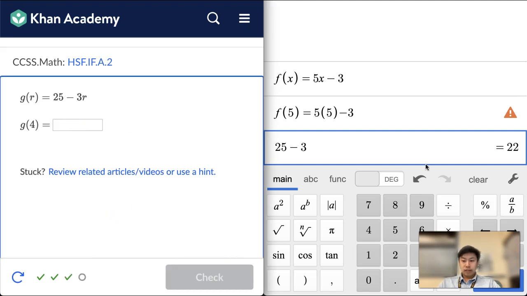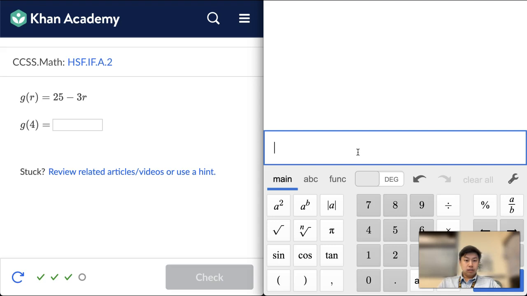All right, one more. This one's g of r. I like the examples with different letters. So I'm trying to find the g value when you have a specific r value. Okay, output g of r, input just r.